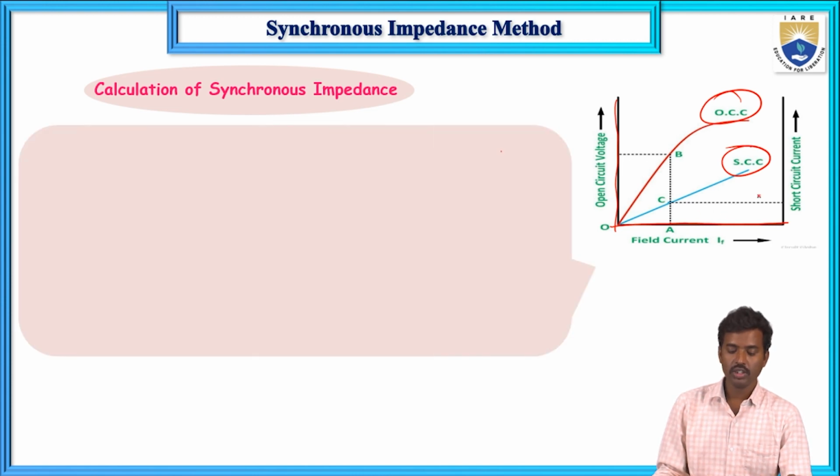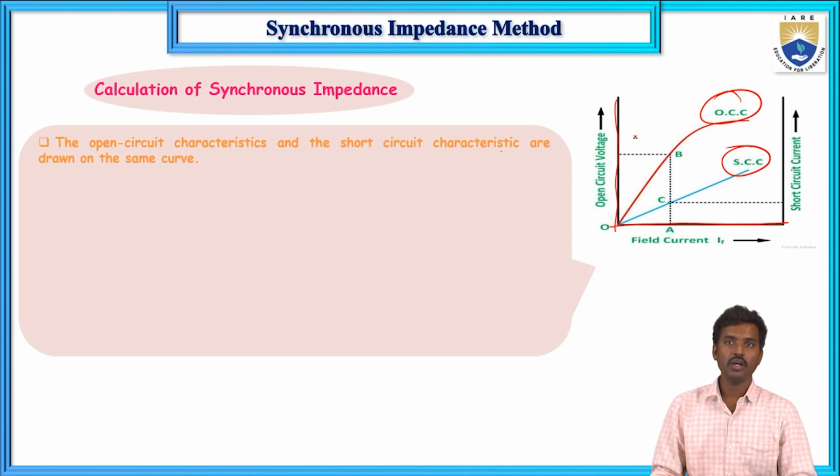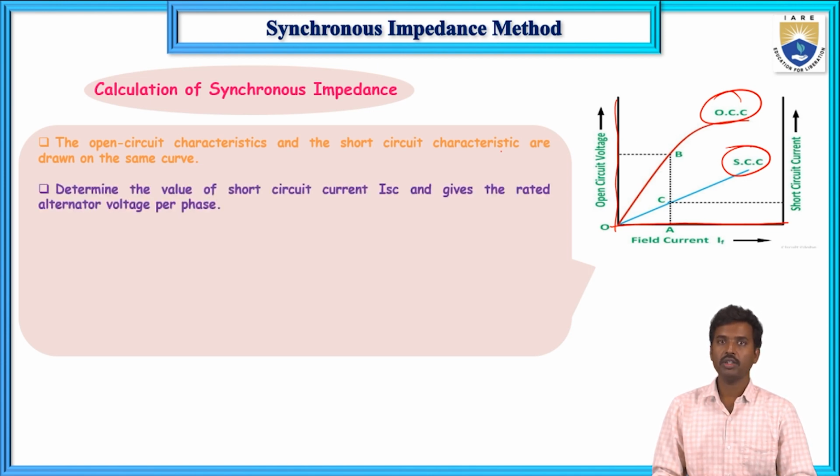Now what are the steps here? The open circuit characteristics and short circuit characteristics are drawn on the same curve. Next, determine the value of the short circuit current which gives the rated current per phase of the alternator. Determine the value of short circuit current Isc which gives the rated current.